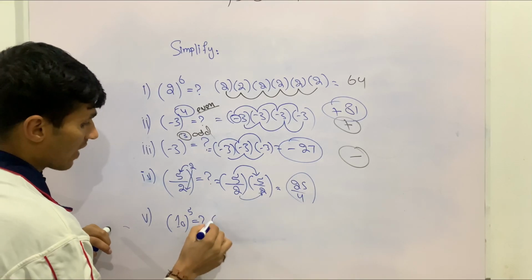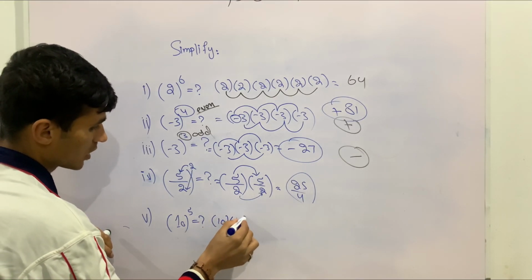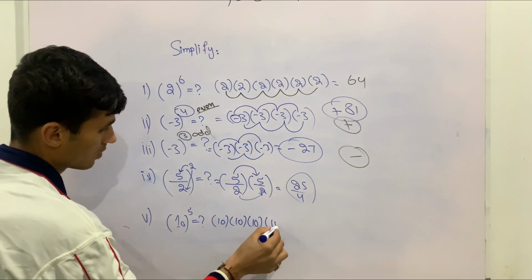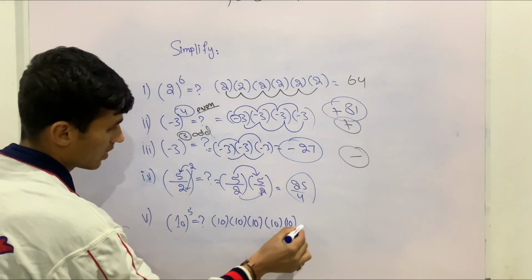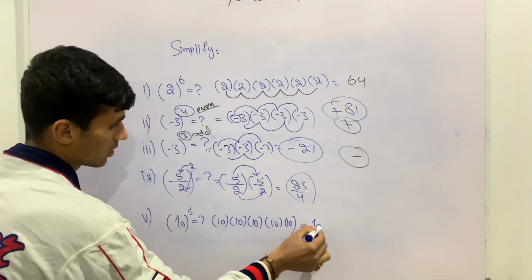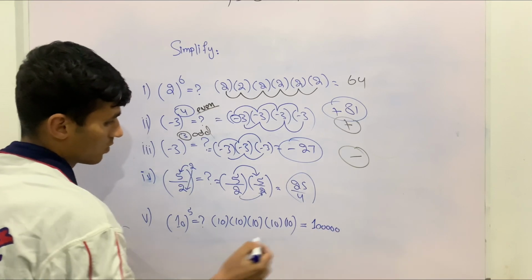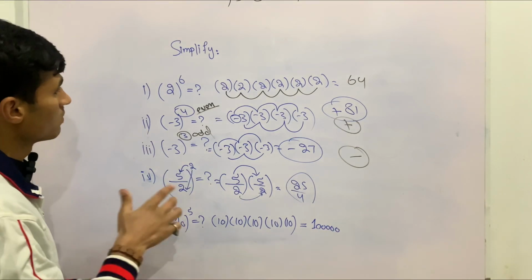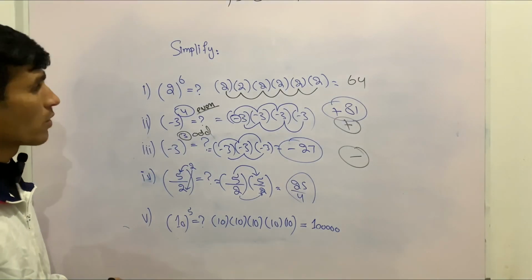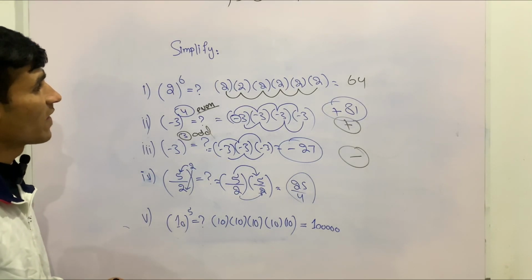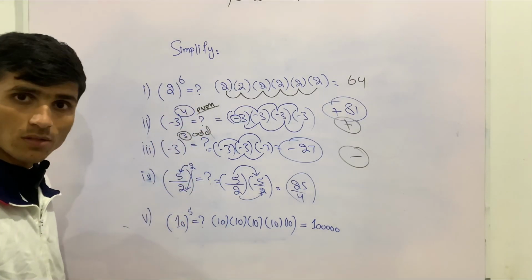10 to the power 5. 10, 10, 10, 10, 10. It becomes 1 lakh. I hope you got it. These were the rules for how to simplify expressions.